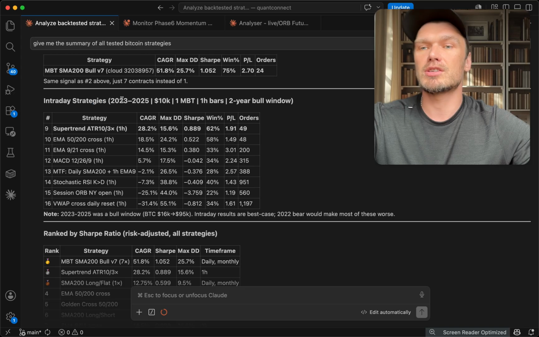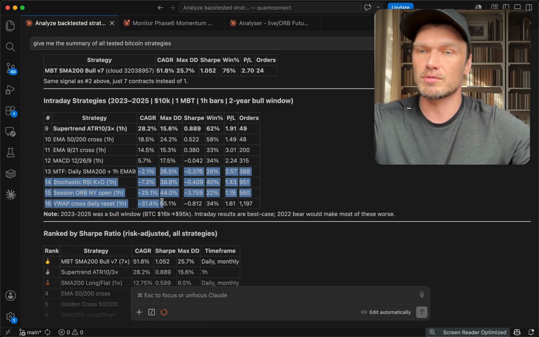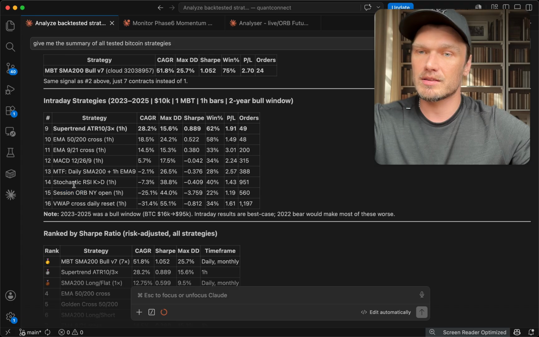Here are the intraday strategies. Those are the strategies which were tested on the 1-hour bars over 2 years of bull windows, just to see if that is even a valid strategy. As you see, the volume weighted average price cross with daily resets is not profitable at all. All those strategies are not profitable. Stochastic RSI, not at all. SMA 200 on the daily doesn't produce any results.